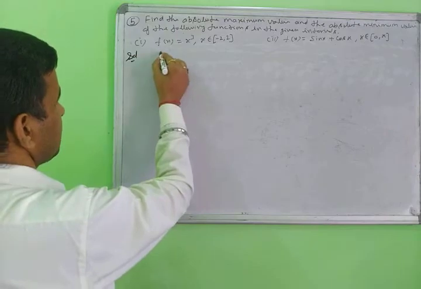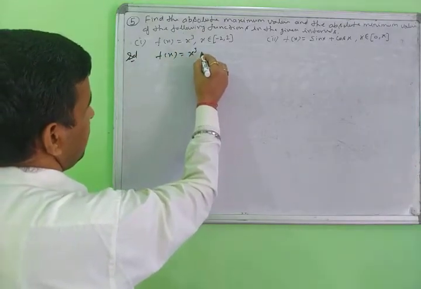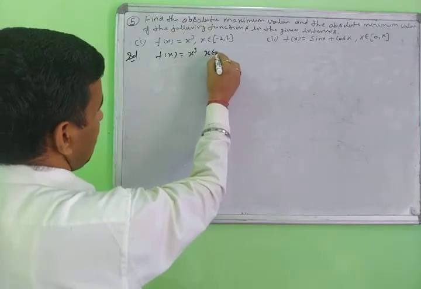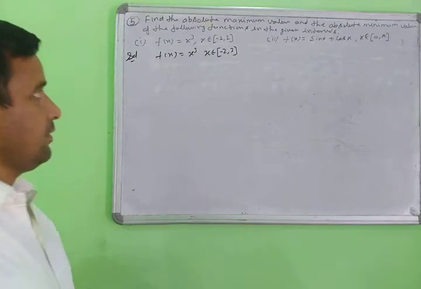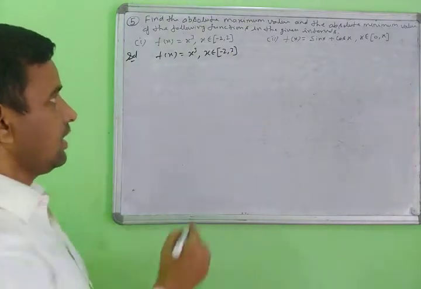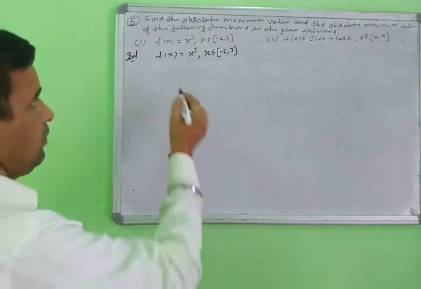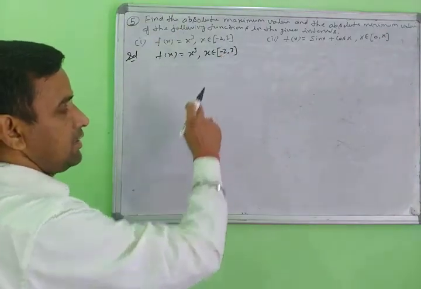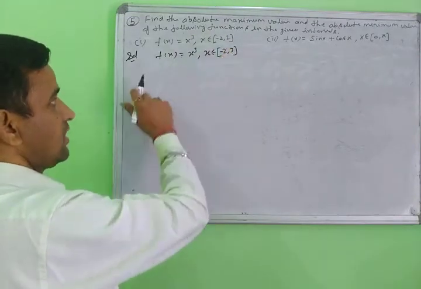First, taking the first function, f(x) = x cube, where x belongs to the closed interval -2 to +2. So now these two are in the closed interval, then I will take these 2 points as critical points.